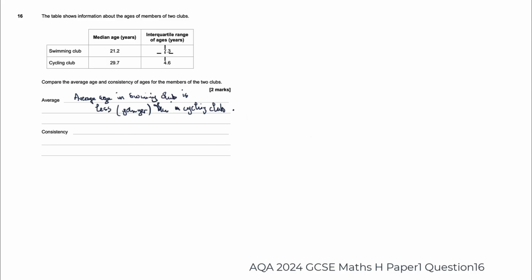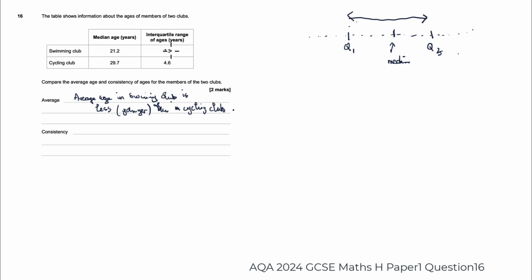Now the second one is consistency. Now interquartile range, if we do have all these data, all the ages, and we've got them in order, youngest to oldest, and we pick the middle one, which we said was the median, and if we pick the middle one of the bottom half, that's the lower quartile, or Q1, and the middle value in the upper half would be Q3. Now the interquartile range is the difference between these two. So it measures how far spread out the ages are.